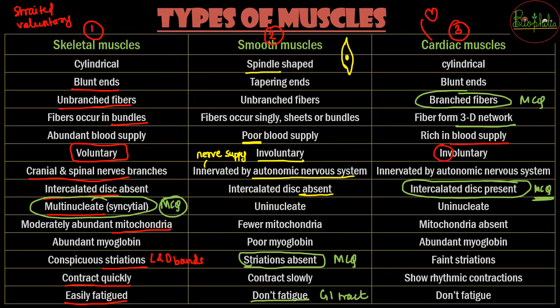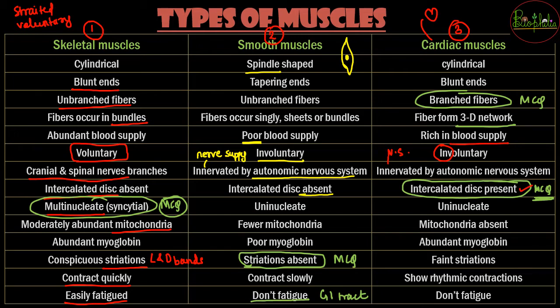This is again involuntary. You cannot tell the heart, "Please wait 5 minutes, beat a little later." If that happens, you are going to die. So that is the thing. It is not under your control. It is involuntary, innervated. As I told you, it is the nerve supply by the autonomic nervous system.